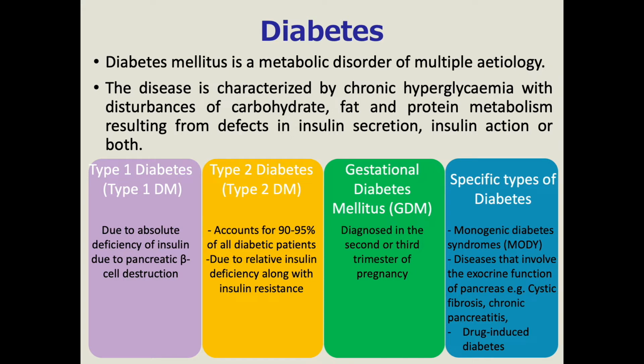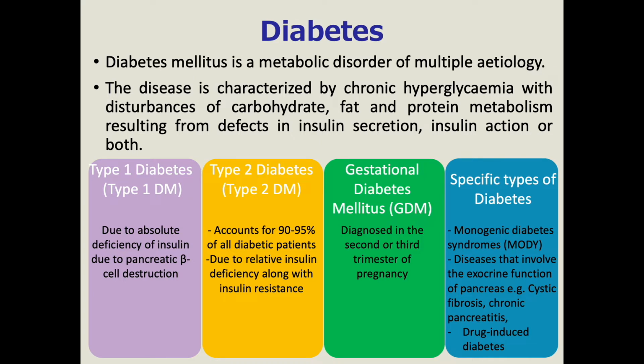There are types of diabetes. These are some of the categories: type 1 diabetes, type 2 diabetes, gestational diabetes mellitus, and specific types of diabetes. So let's look at one by one. Type 1 diabetes happens due to absolute deficiency of insulin due to pancreatic beta cell dysfunction. And type 2 diabetes accounts for 90 to 95% of all diabetic patients, and this happens due to relative insulin deficiency along with insulin resistance.